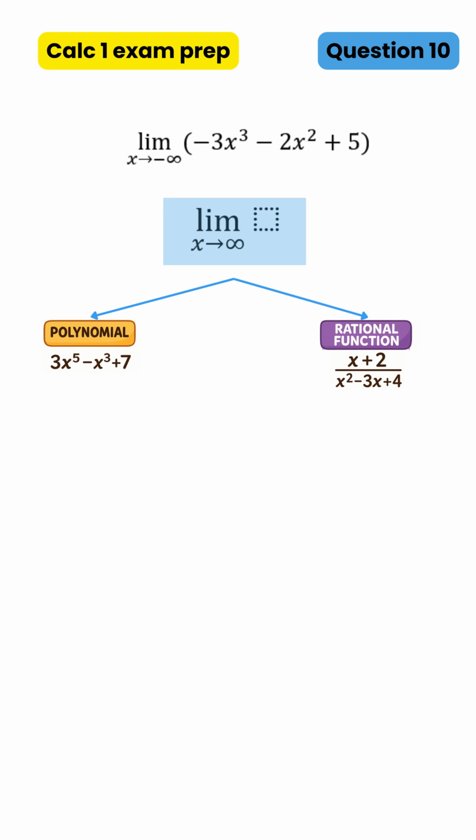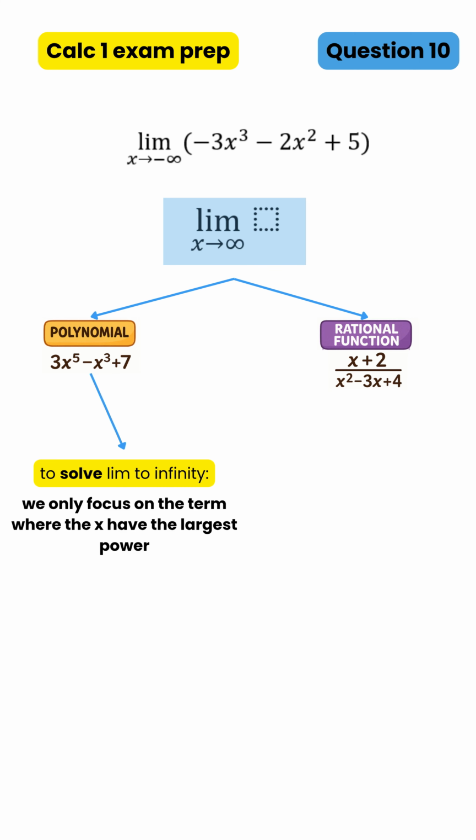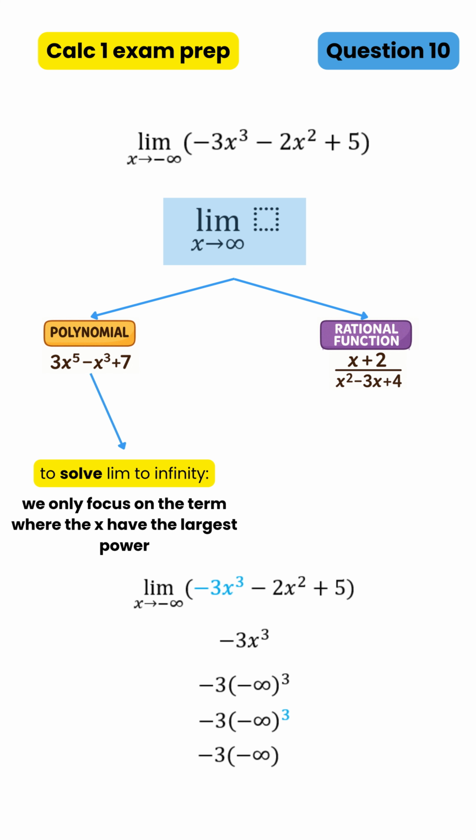Here we have a polynomial, so we only look at the term with the highest power, which is negative 3x to the power of 3. Now, plug in negative infinity and focus on the sign. A negative raised to the power of 3 stays negative. Then multiply by negative 3, and a negative times a negative gives a positive. So the limit is positive infinity.